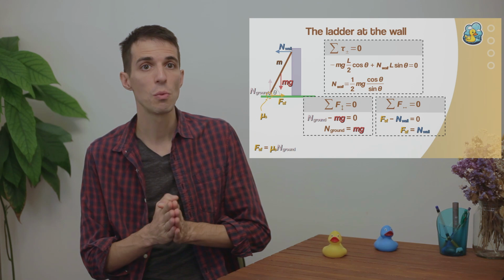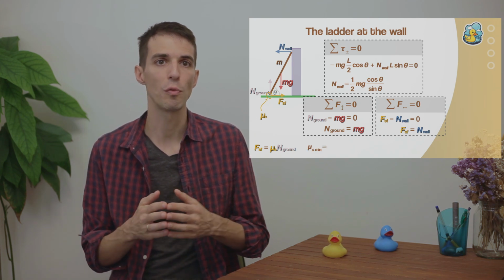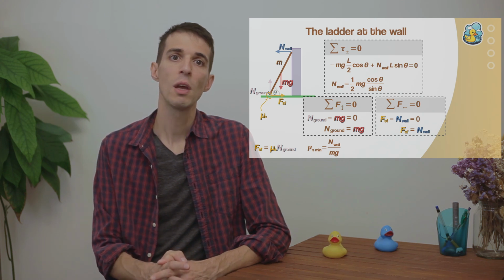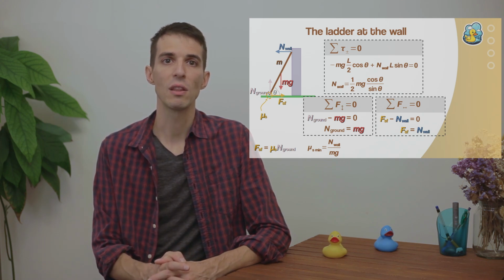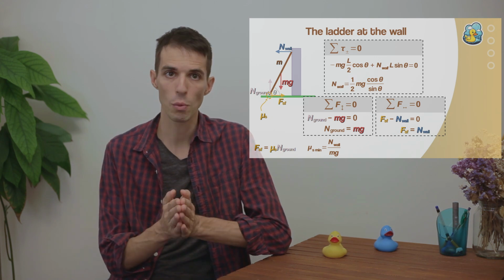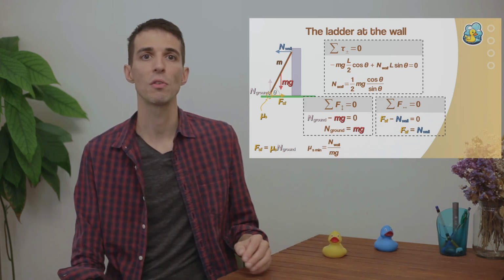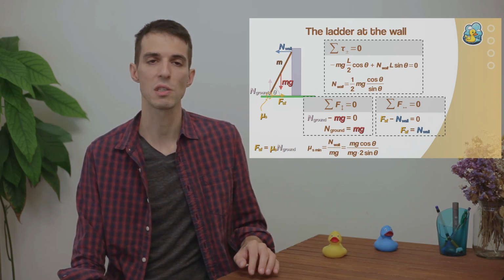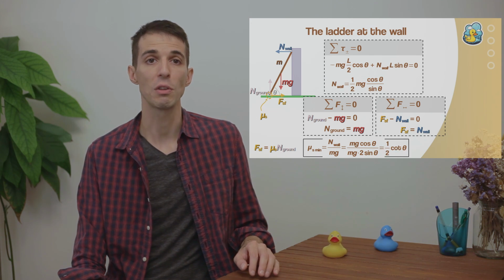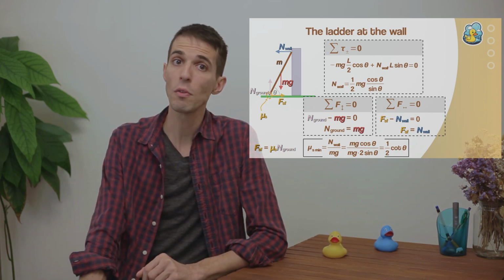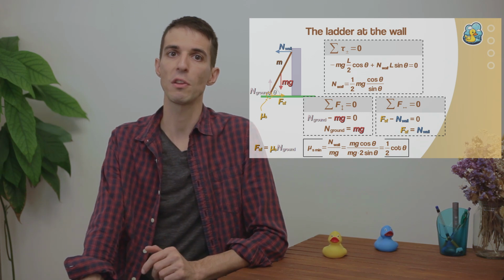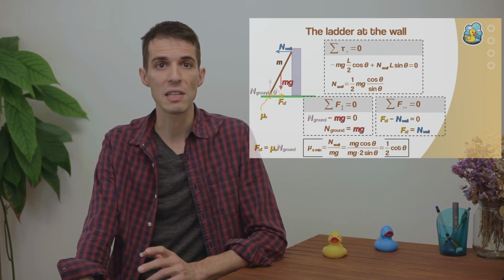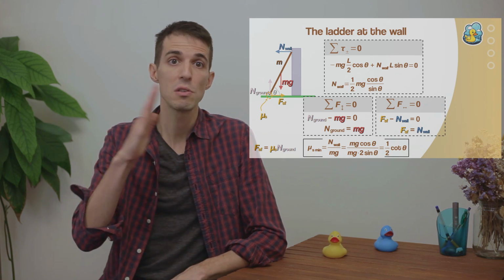Combining these equations, we substitute the normal forces and solve for mu. Mu equals N wall over m times g. By plugging in the value of N wall that we found from our torque equation, we get mu equals m times g times cosine theta over m times g times 2 times sine theta equals half of cotangent theta. So, the minimum coefficient of static friction to prevent slipping depends only on the angle of the ladder. If mu is less than half of cotangent theta, the ladder will slip.